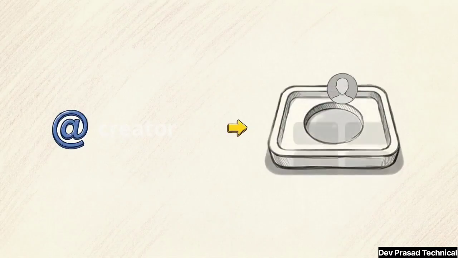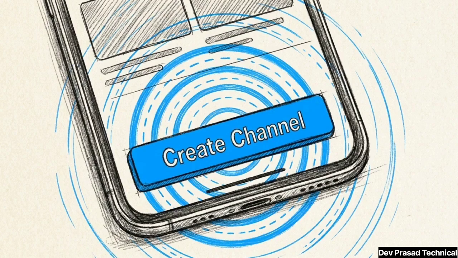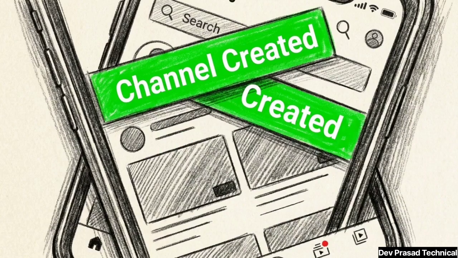As shown in this diagram, when someone types the @ symbol followed by your handle, the platform links them directly to your specific profile card and content. Once your name and handle are set, tap the Create Channel button at the bottom of the screen. The channel is now live on the server, but it lacks visual information.